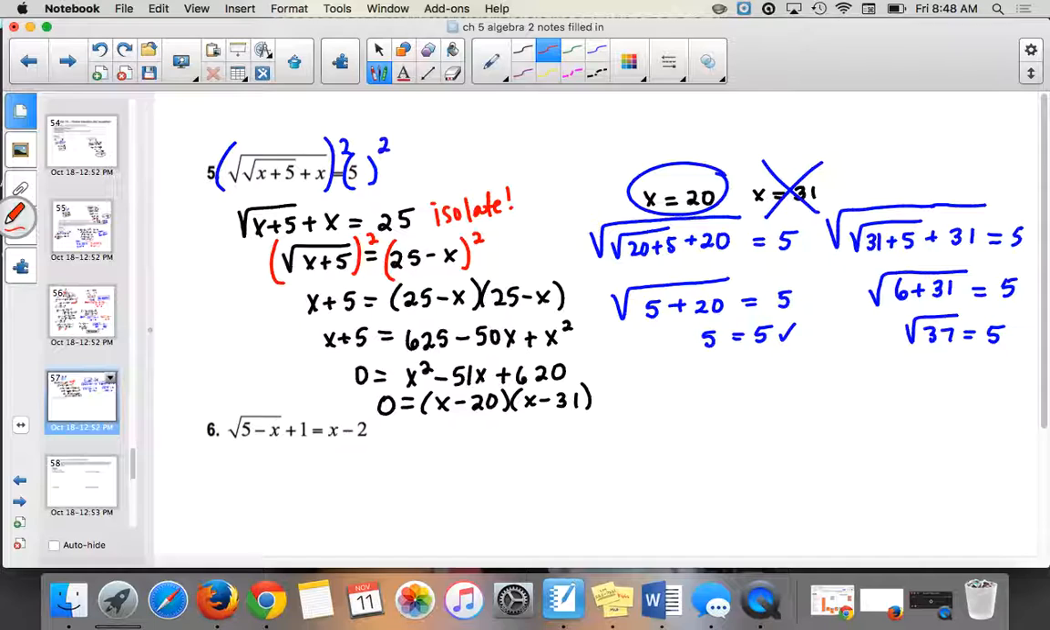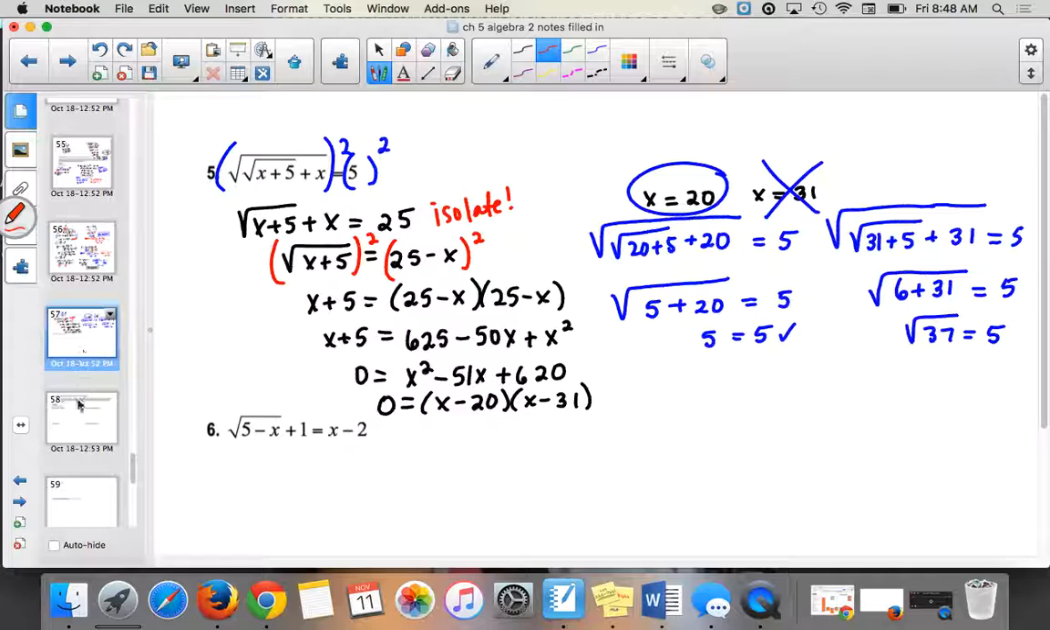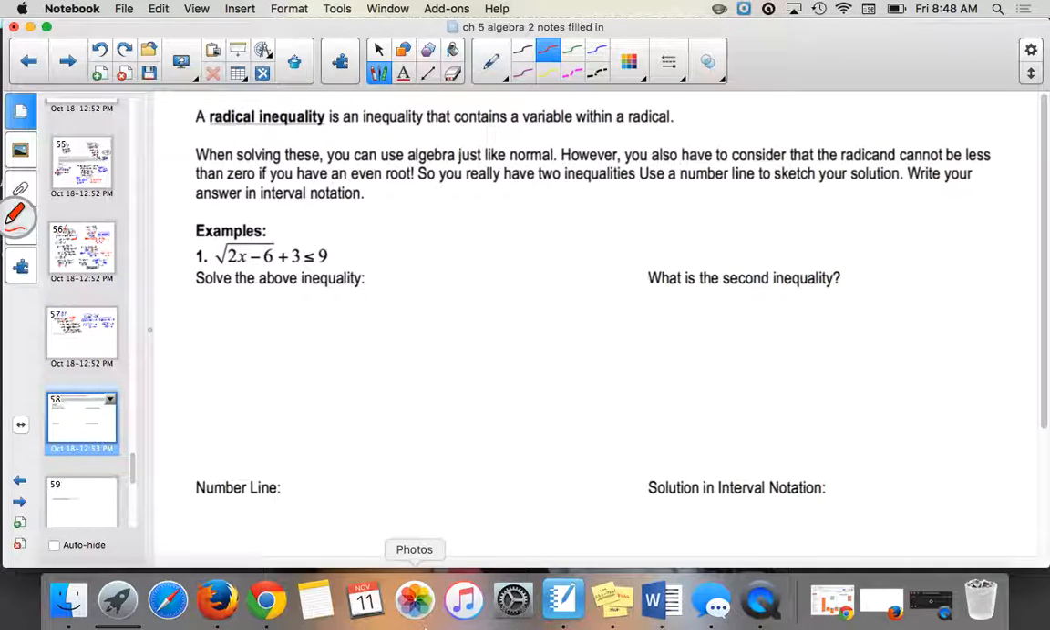Can we skip the next one? Yeah. All right. So you would just subtract the 1 over, FOIL, and square both sides. No. Don't you wish there was a faster way? No. There's not. I do not. Just kidding, there's a shortcut.